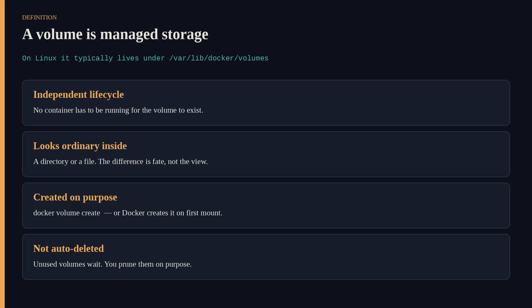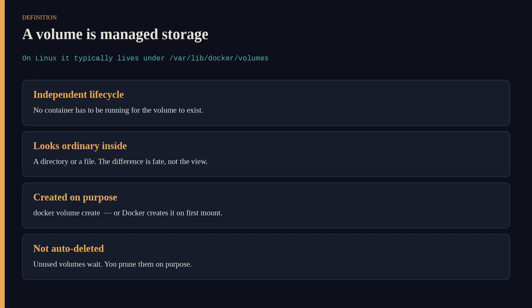Or Docker can create one for you when a container or a service starts and asks for a mount that does not yet exist. The decoupling is the point. The volume has an independent life cycle. No container has to be running for the volume to exist. Unused volumes are not automatically deleted. They wait. If you want them gone, you prune them on purpose.